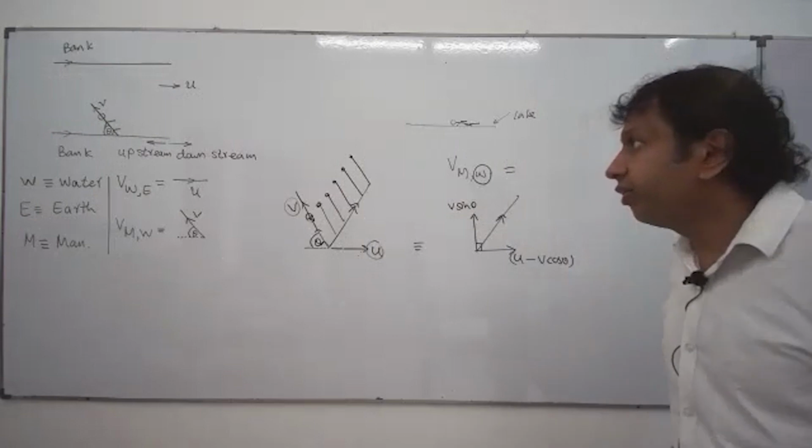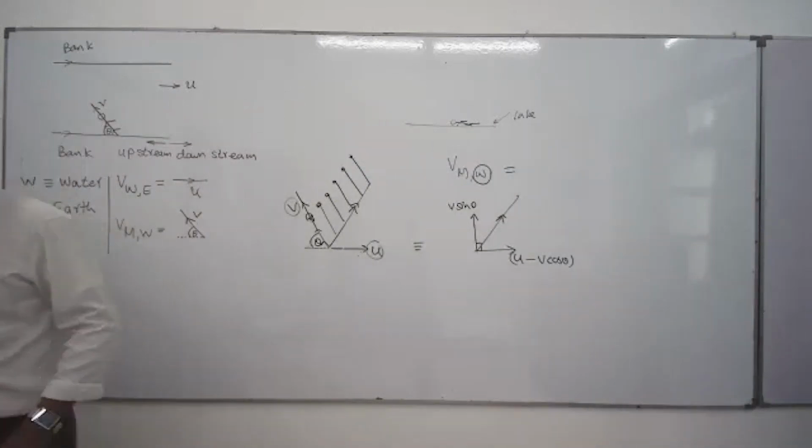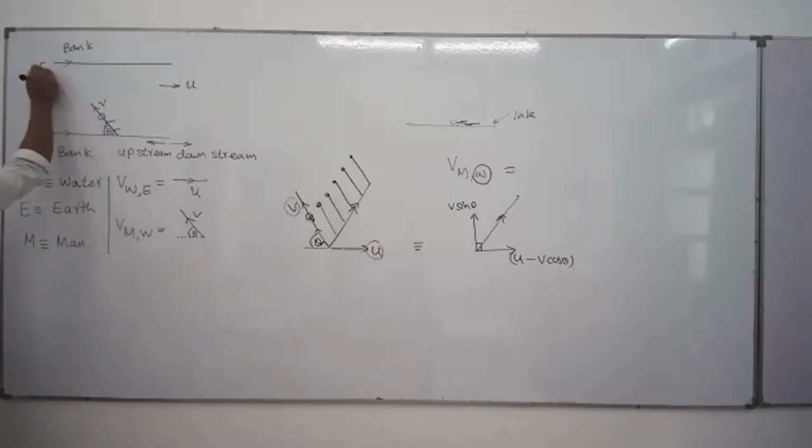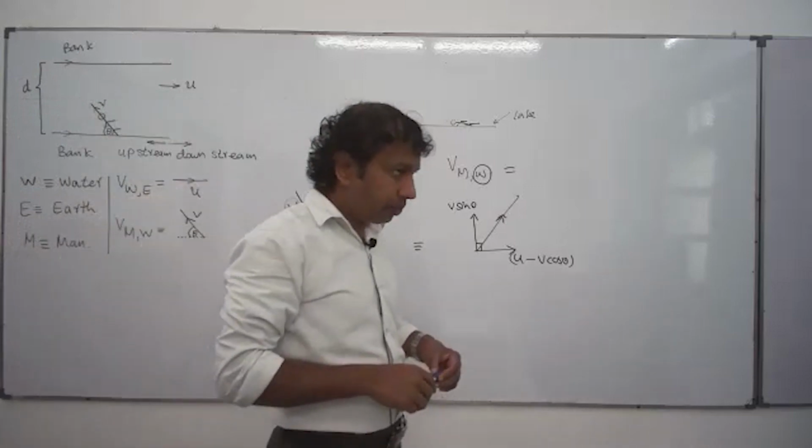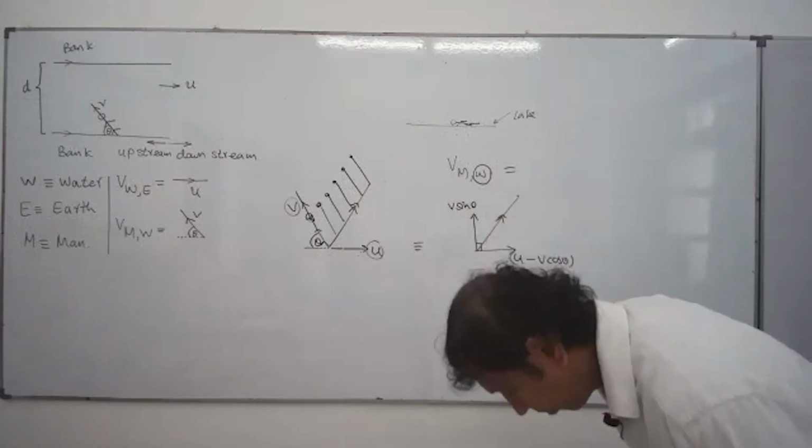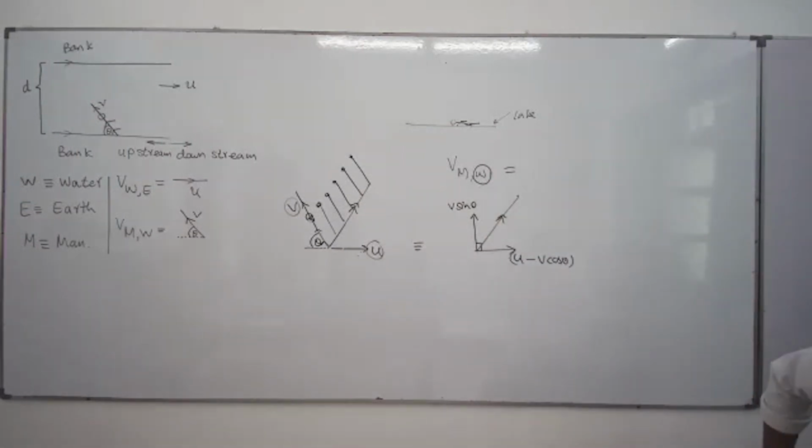Write down. Consider a river with straight parallel banks of wide simple D flowing with uniform velocity simple U.